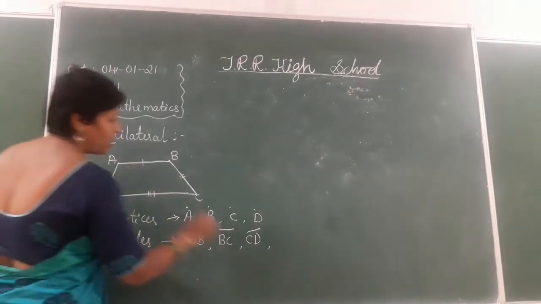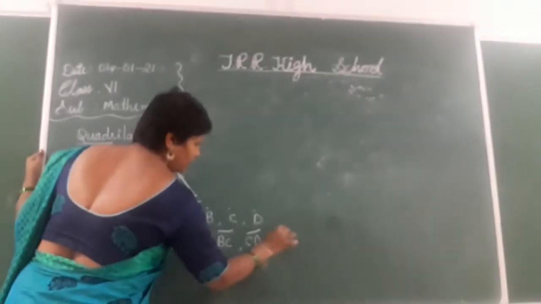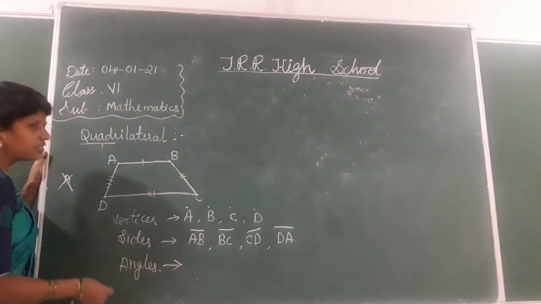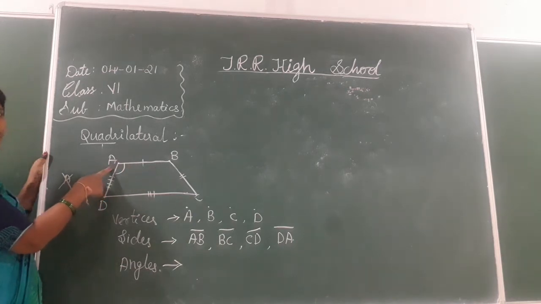Next D, A. So these are the 4 sides. Now coming to your angles. Whenever you are writing angles, as I said, the angle should be in the middle.